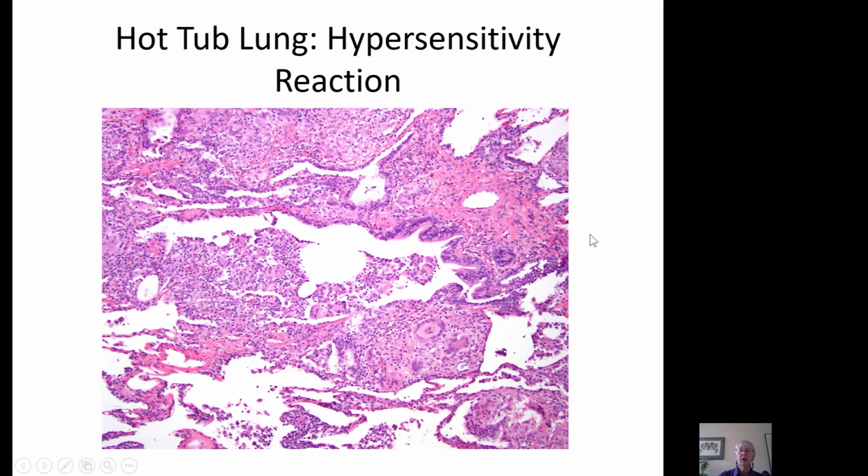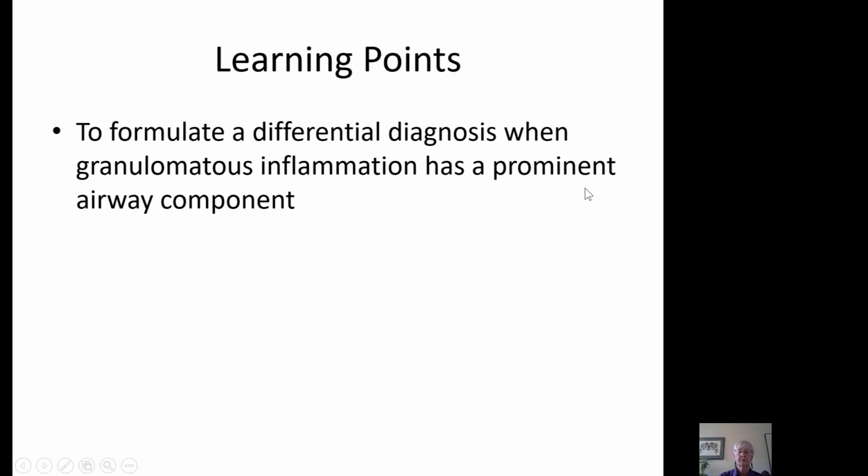This is a case of hot tub lung, which is a hypersensitivity reaction against non-tuberculous mycobacterium. Here again, the granulomata are rather poorly formed. There are numerous multinucleated giant cells and focal areas of necrosis.